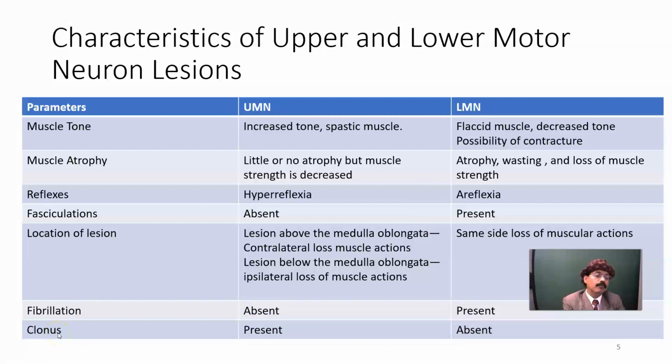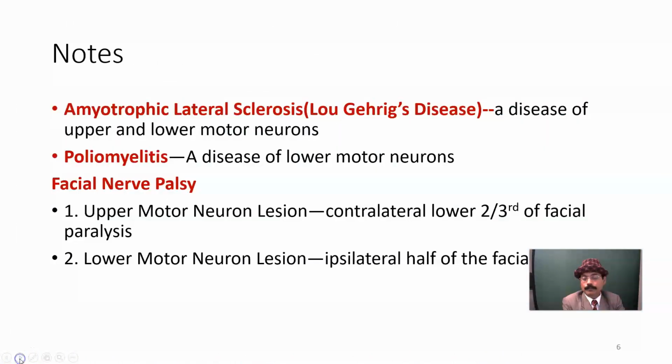Clonus, rhythmic contraction of the tendons. This happens due to sudden stretching. In upper motor neuron, it is present. In lower motor neuron lesion, it is absent. So in upper motor neuron lesion, it is present. So we have some notes now, like that.